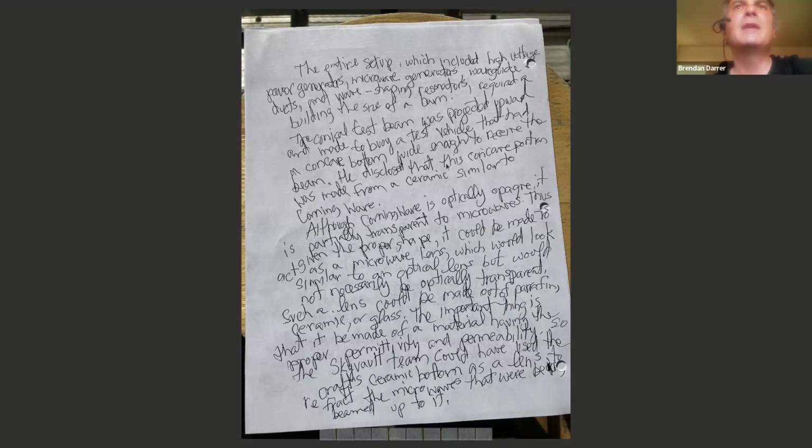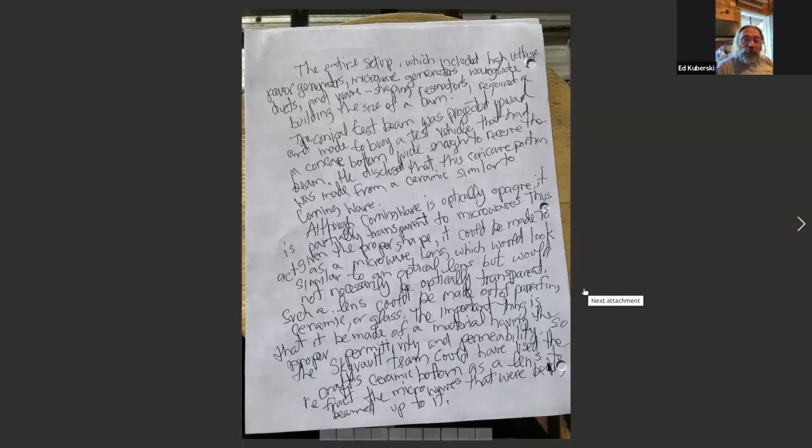He disclosed that this concave portion was made from a ceramic similar to Corningware. So this is really important because what they're talking about here is a lens. It's a lens that's tuned to a very specific frequency in the microwave region, and it doesn't have to be translucent because it's microwaves. So it looks like Corningware, literally.